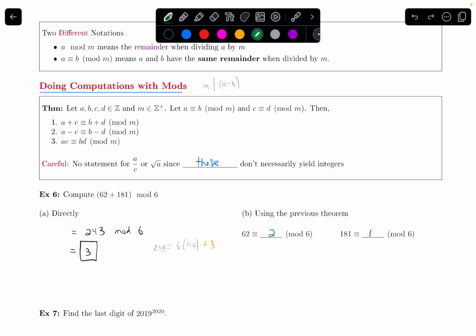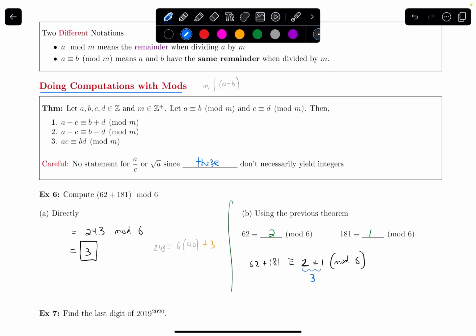So what the theorem says is now I can add these together. If I do that, I'll get 62 plus 181 on one side. And that's congruent to, and I can replace 62 with what it's congruent to, which is 2. I can replace the 181 with what it's congruent to, which is 1. And then I write my mod 6 in parentheses. So this left-hand side has the same remainder as this right-hand side when I divide each of them by 6. And 2 plus 1 becomes 3.